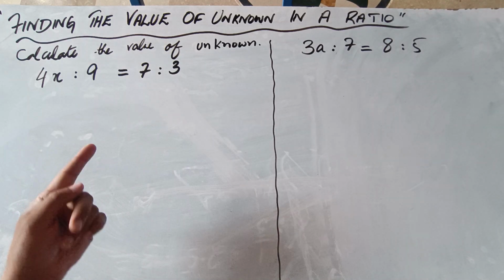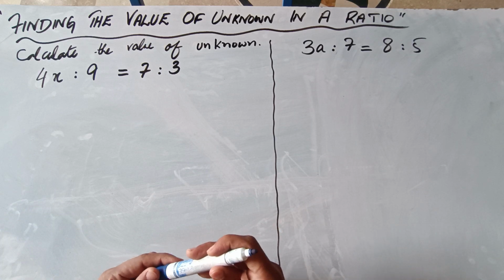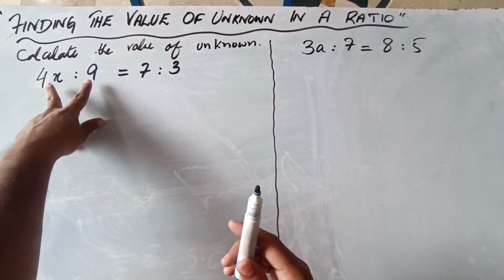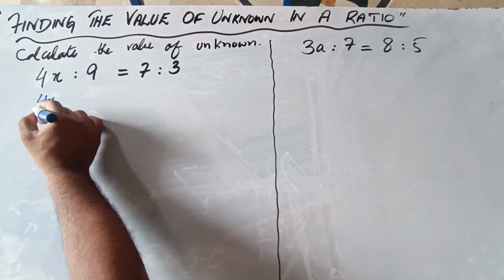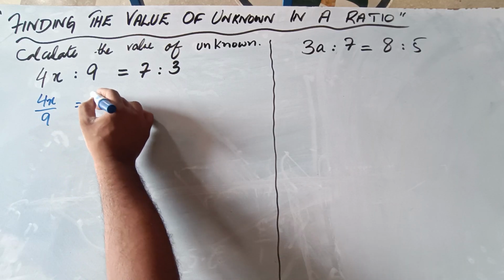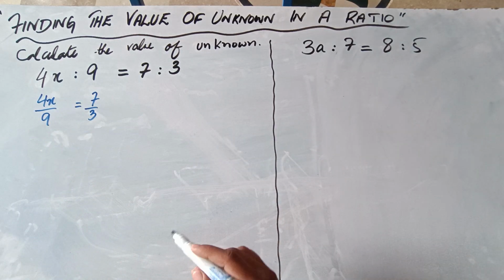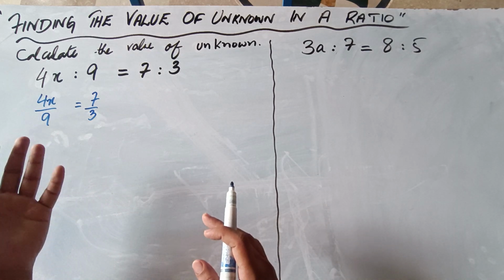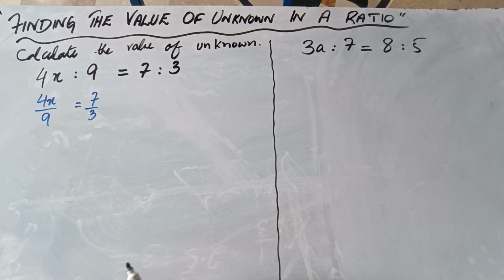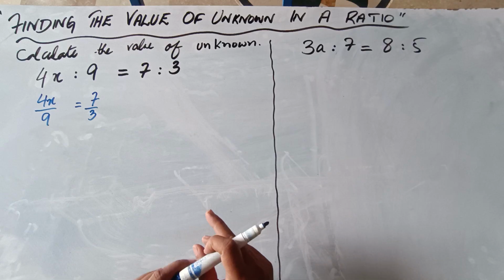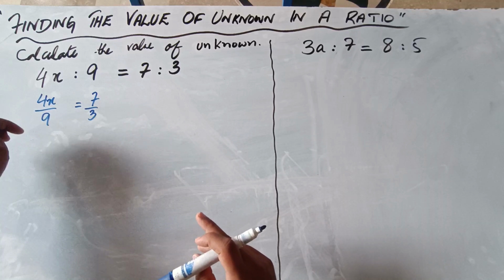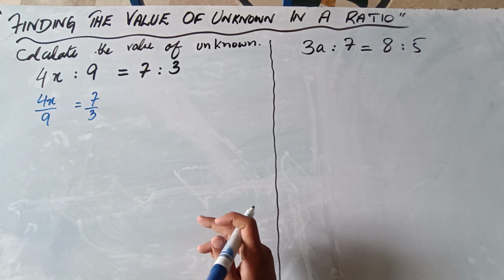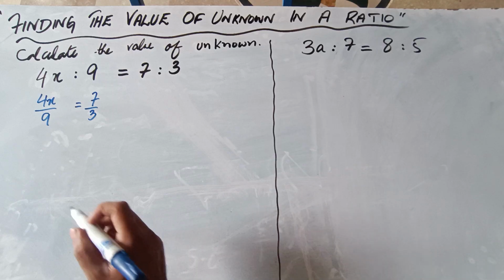There are two techniques to find the value of the unknown. The first technique is to make it a fraction. So 4x ratio 9 can be written as 4x upon 9 is equal to 7 upon 3. This is the first method, in which we convert the ratios into fractions. Now it behaves exactly like an equation involving fractions, where the coefficient is a fraction, and this is a linear equation. Now you can simplify this equation for x very easily.